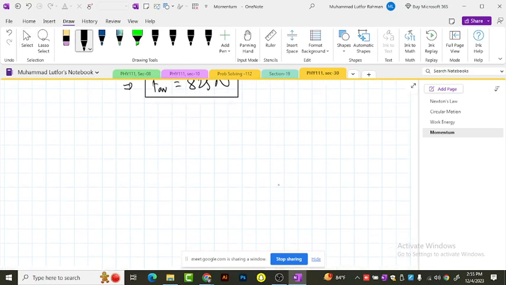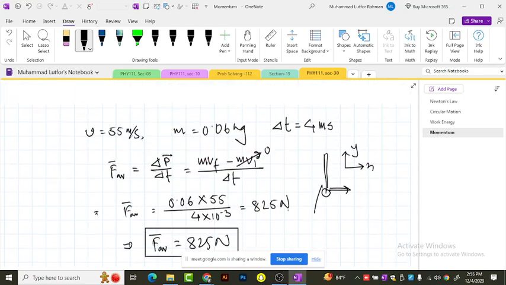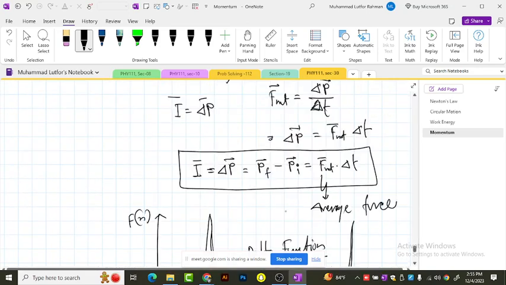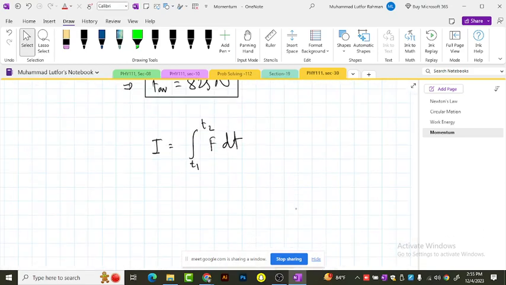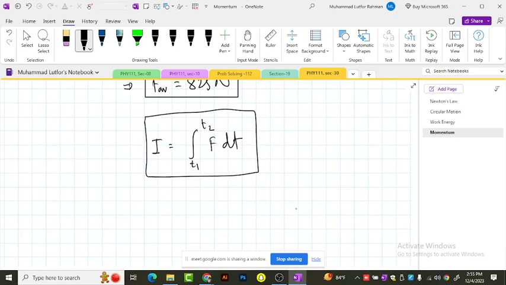Alright, so what about if the force is variable? In that case, we will find the impulse by integrating, from T1 to T2, F dt, because that's the impulse equation we write down. Look at this. It's a force times delta T, right? So I'll simply integrate that to find the impulse, which would also be the change of momentum of the system. If the force is variable, we can use this equation. If the force is constant, we can use that equation to find the impulse of the system.